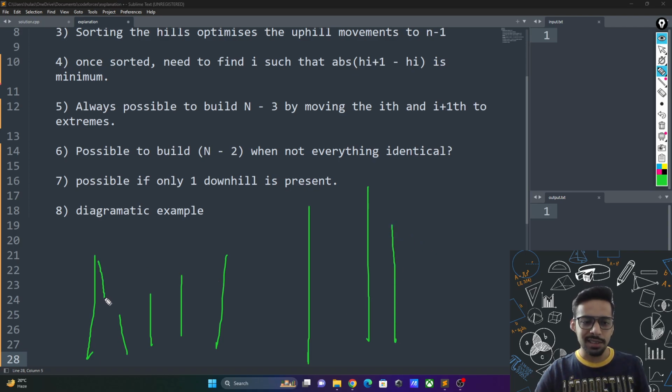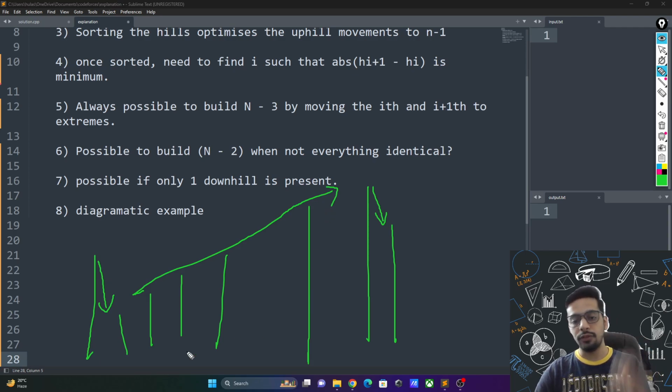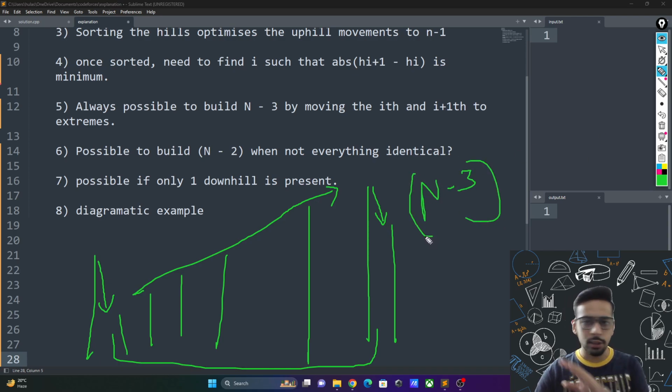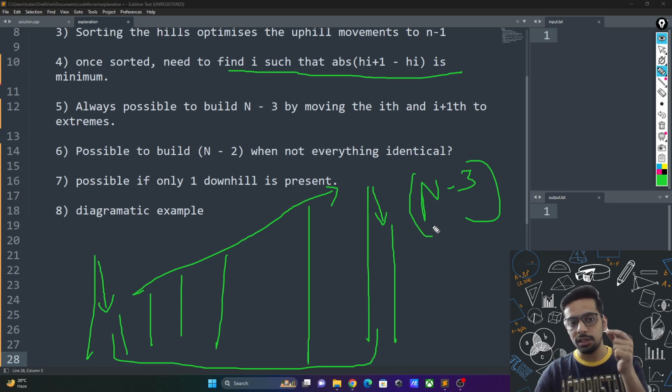So now what happens is this is a downhill. So is this, while the remaining are uphill. So these are n minus 2 hills in between. I can always have an answer of n minus 3 for sure. This is definite, very easy to do. Just find out where this particular i is, and you can always get an answer n minus 3.